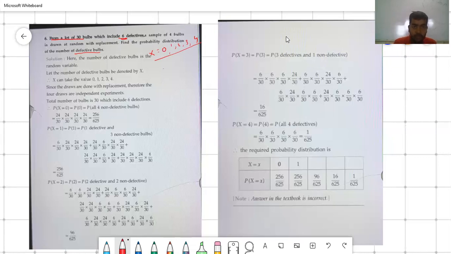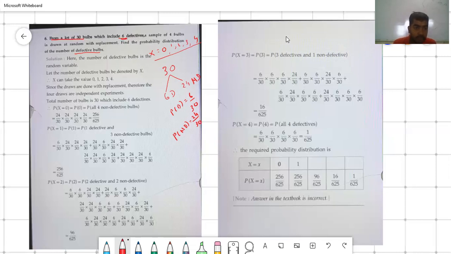First we consider the sample of 30. We have 6 defective bulbs, and 24 non-defective. So the probability of D, that is a defective bulb, is 6 by 30, and the probability of a non-defective bulb is 24 by 30.